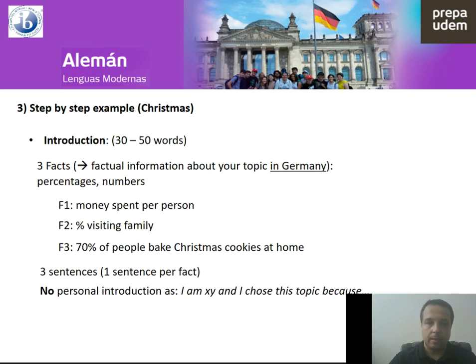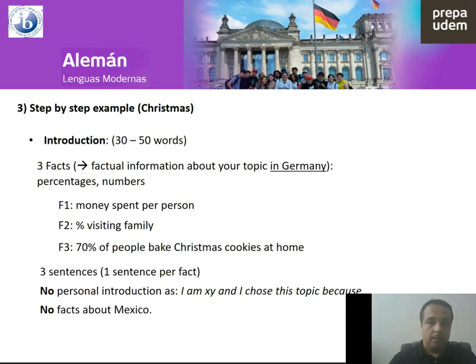Also I would start this sentence, Introduction. In Deutschland geben die Personen 237 Euro für Geschenke aus an Weihnachten. 85% der Deutschen besuchen an den Weihnachtstagen ihre Familie. 70% der Deutschen backen Weihnachtsplätzchen zu Hause. That's the introduction. Yeah? Short and simple.